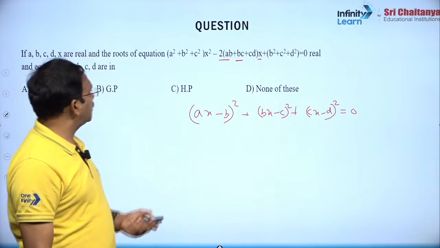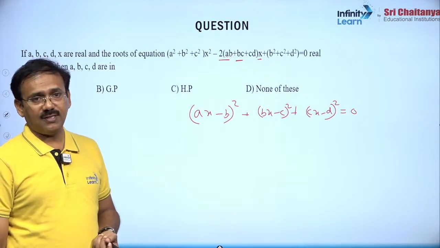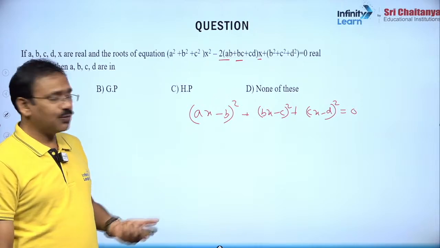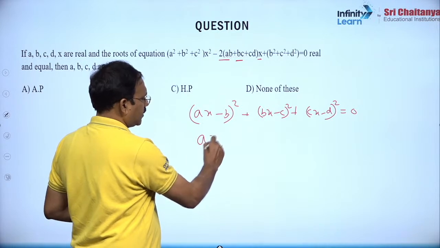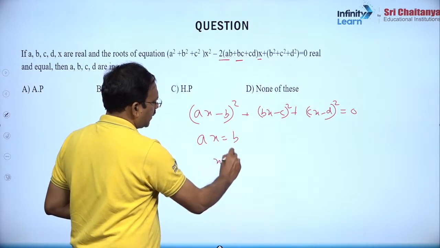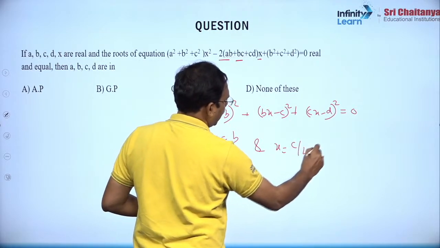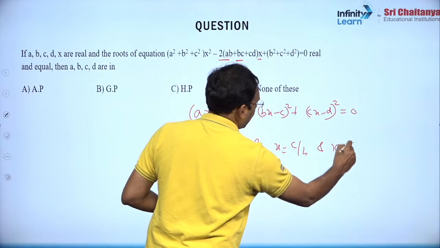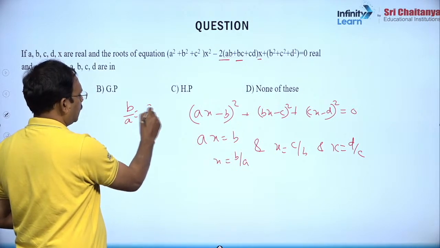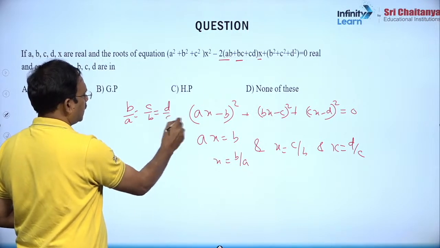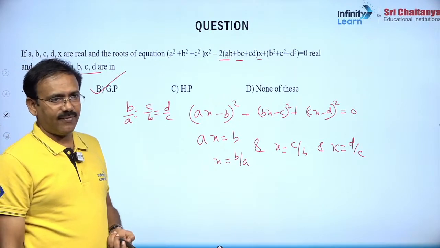You see, this question you can arrange as a sum of 3 squares. The sum of 3 squares is 0, in the sense that each real root must be 0 at a time. So Ax is equal to B, in the sense x is B by A, and simultaneously x is C by B, and simultaneously x is D by C. That means, my dear friends, B by A is equal to C by B is equal to D by C. We can say A, B, C, D are in geometric progression, my dear friends.